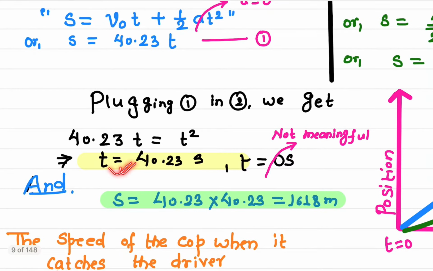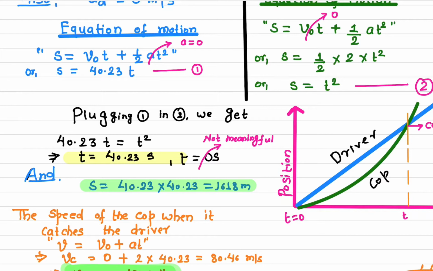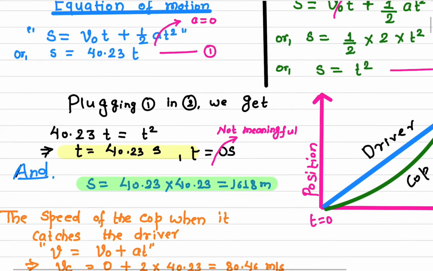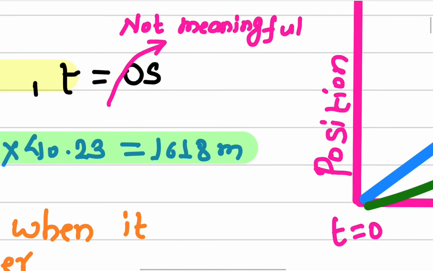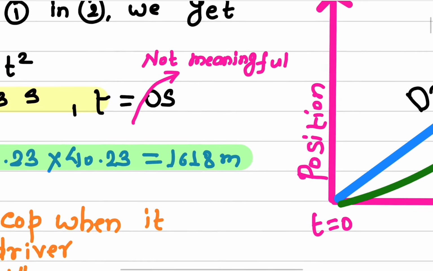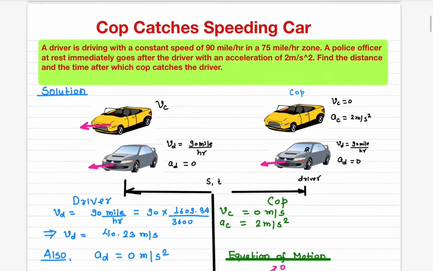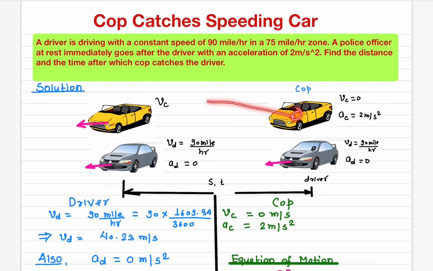So I'm just going to plug this time into this equation here. You can plug into this equation too, either one is perfectly fine. So 42.23, and the time is again 40.23. If we solve it, we get 1618 meters, which is close to 1.62 kilometers. So the police officer, the cop, catches the car after moving 1.62 kilometers. That's how much he has to travel in order to catch this speeding car.